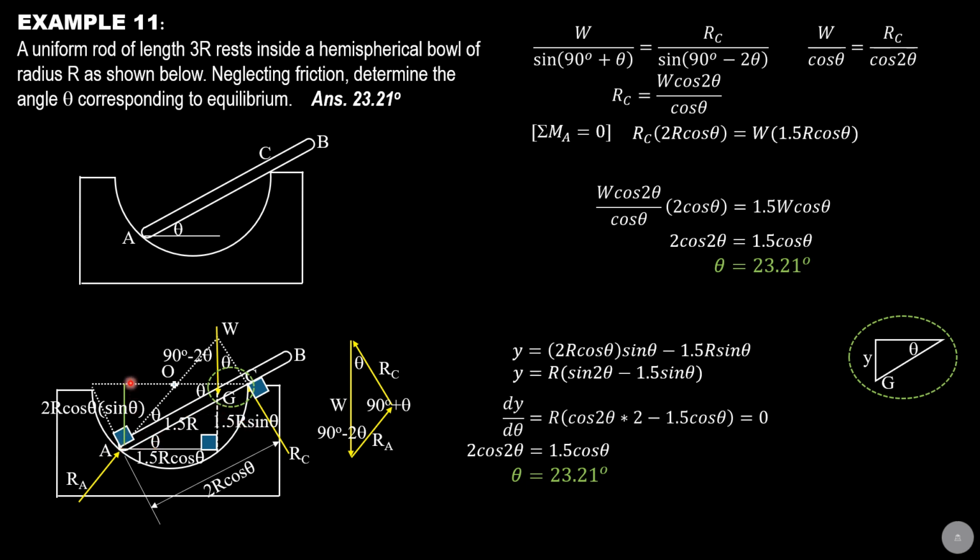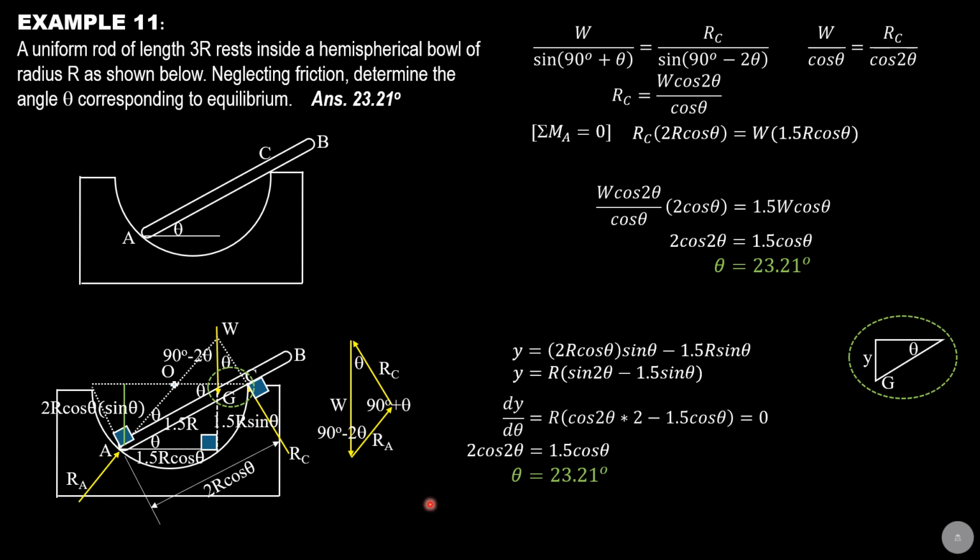Then this vertical distance here, considering this right triangle, vertical, horizontal, and the angle is theta, and this length is equal to 2r cosine theta. So this is opposite of theta. So it is hypotenuse 2r cosine theta times sine theta. So I put it here.